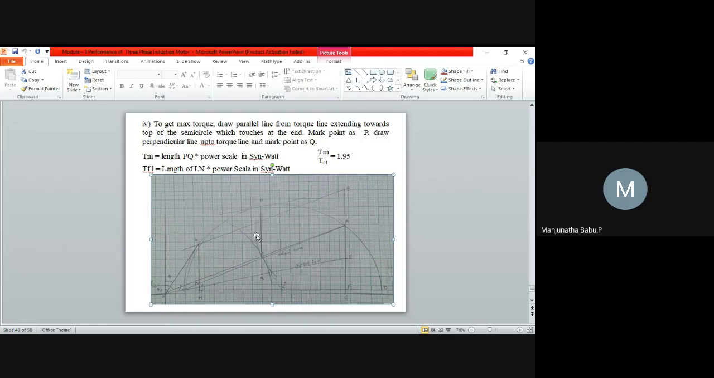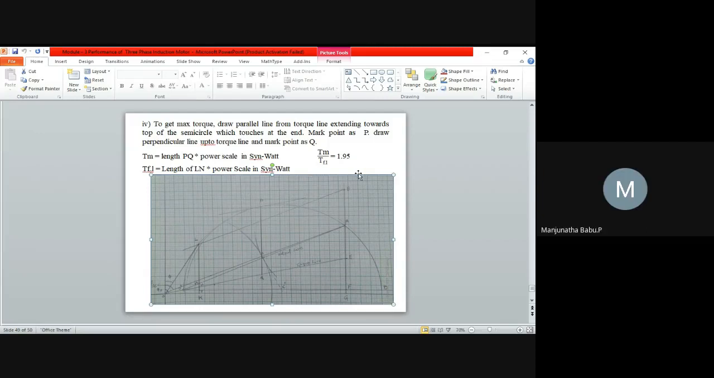Please remember, here I am giving the maximum torque in terms of synchronous watt. If it is converted to Newton meter, you have to divide that by 2 pi ns divided by 60. Are you getting it? ns you will be getting from the 120 f by P formula. Then it will be in Newton meter. Any doubts?